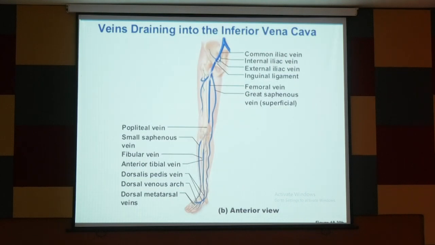Now veins draining into the inferior vena cava: the common iliac vein, internal iliac vein, external iliac vein, inguinal ligament is here. The femoral vein, great saphenous vein, superficial, popliteal vein, small saphenous vein, fibular vein, anterior tibial vein, dorsalis pedis vein, here this dorsalis pedis vein, and dorsal venous arch, and dorsal metatarsal veins.